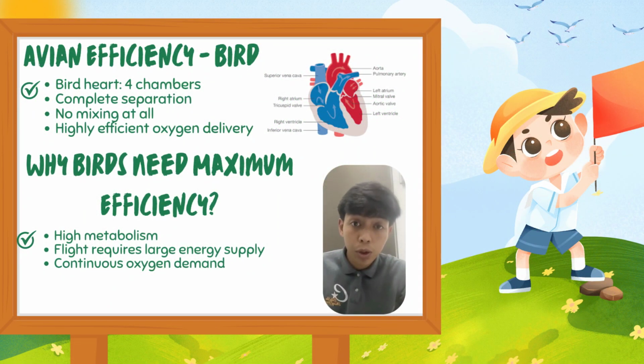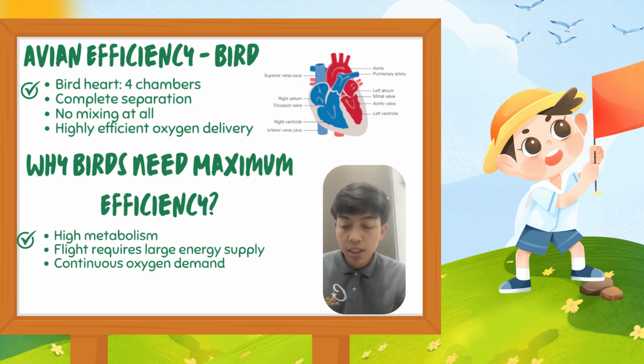Birds have a 4-chamber heart with complete separation of oxygenated and deoxygenated blood. There is no mixing at all. The left ventricle pumps fully oxygenated blood directly to the body. This high efficiency is necessary because birds have a very high metabolic rate. Flight requires a continuous and large supply of oxygen, so complete separation of blood is essential.